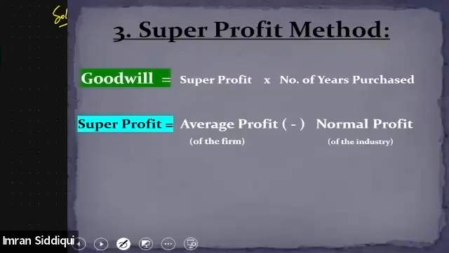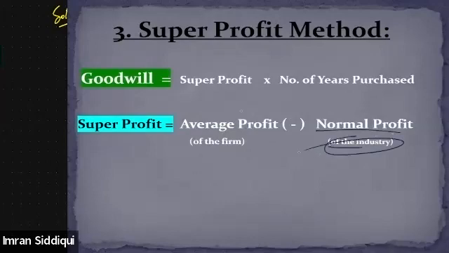Now, the question arises: sir, how do we determine the normal profit of the industry? Since average profit will be given in the question most of the time, you don't have to worry about the average. Either it will be given in the question, or there will be some information in the question in order to calculate the average profit. So you don't have to worry about the average profit. But the question is, how do we actually determine the normal profit of industry?